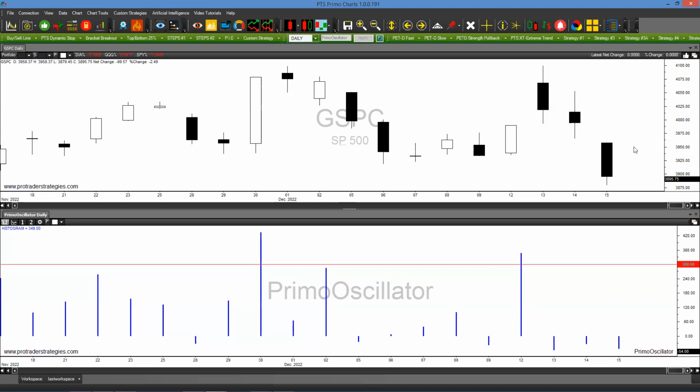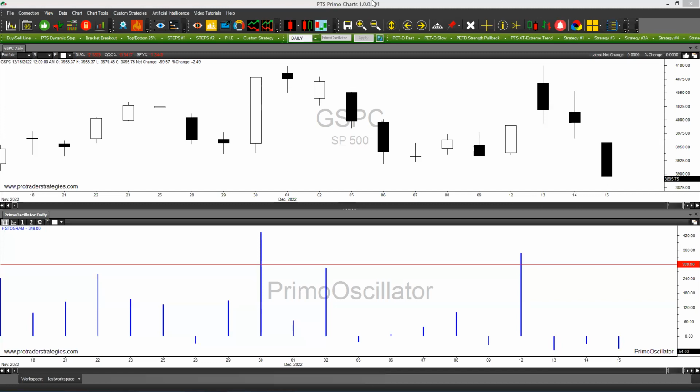Now, I know everyone says, well, sure, Steve, that's because news that's come out about inflation or whatever. Well, it's funny how the oscillator was determining this days in advance of news events that came out. That's how fine-tuned the oscillator is, and that's how well it can really help you.